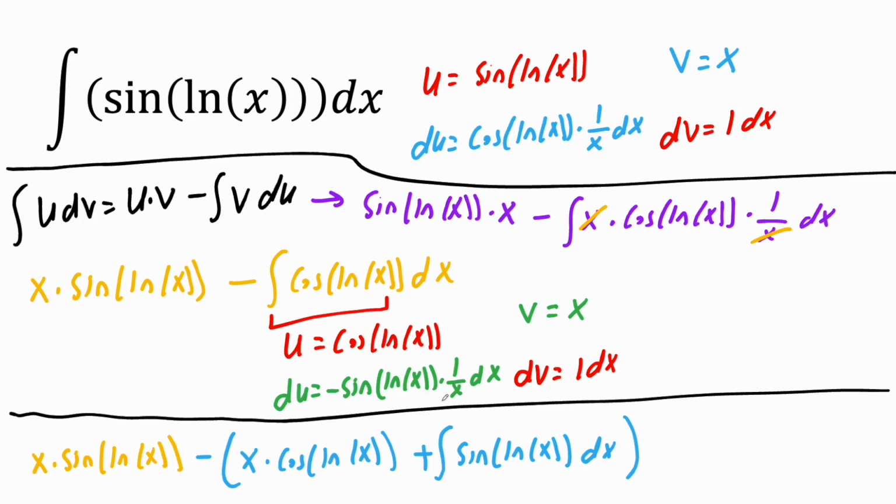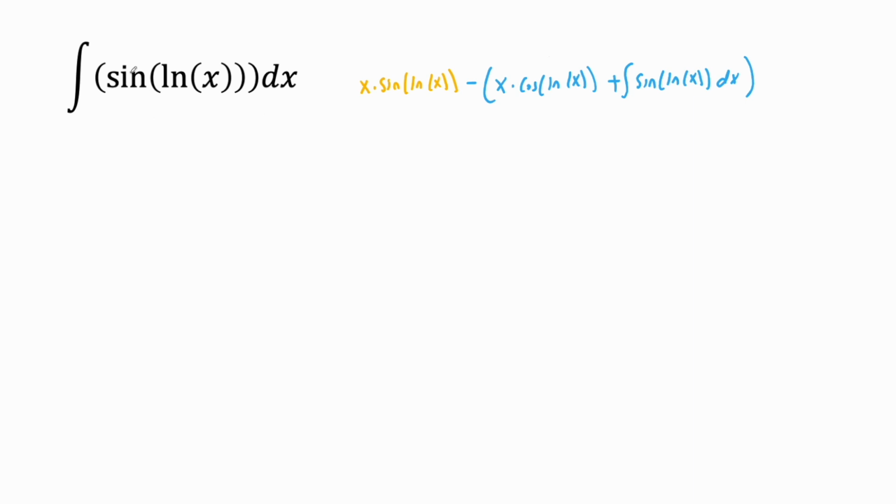Now we see something special. Integral sine(ln x). That's the same thing as this. So we're actually very close to being finished. So this was our original problem, and this was our last step. So we're not done yet because we have an integral right here. So we can set that these two are equal to one another. And what I'm going to do next is distribute this negative to both of these pieces.